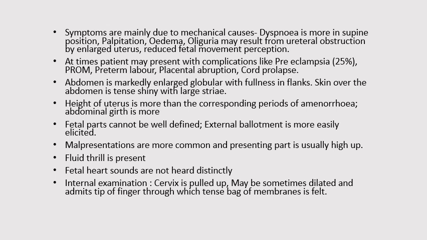The abdomen is markedly enlarged. It is globular with fullness in the flanks. The skin of the abdomen is generally tense and shiny with large striae. The height of the uterus is usually more than the corresponding period of amenorrhea, and the abdominal girth is also more. Fetal parts are usually not well defined. External ballottement is more easily elicited. Malpresentations are quite common and the presenting part is usually high up.